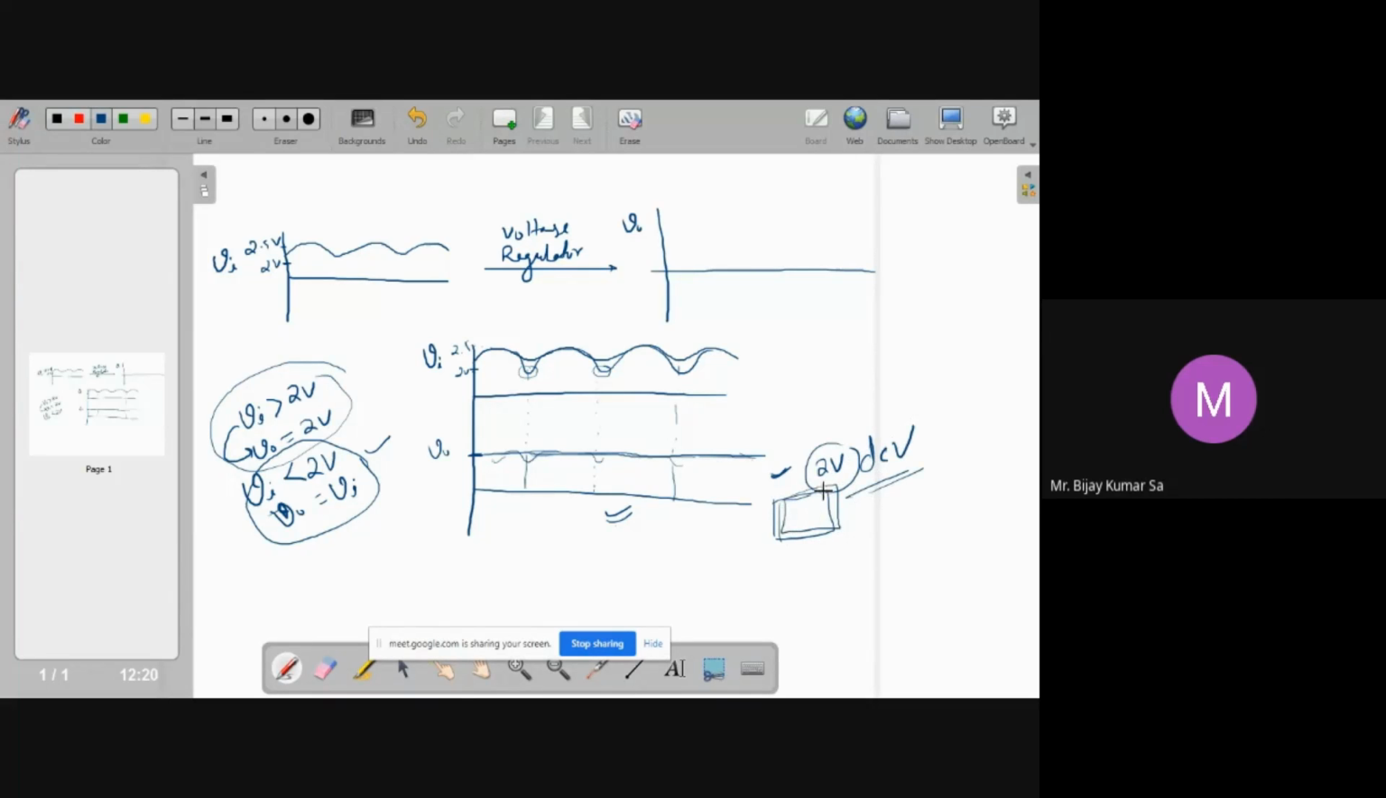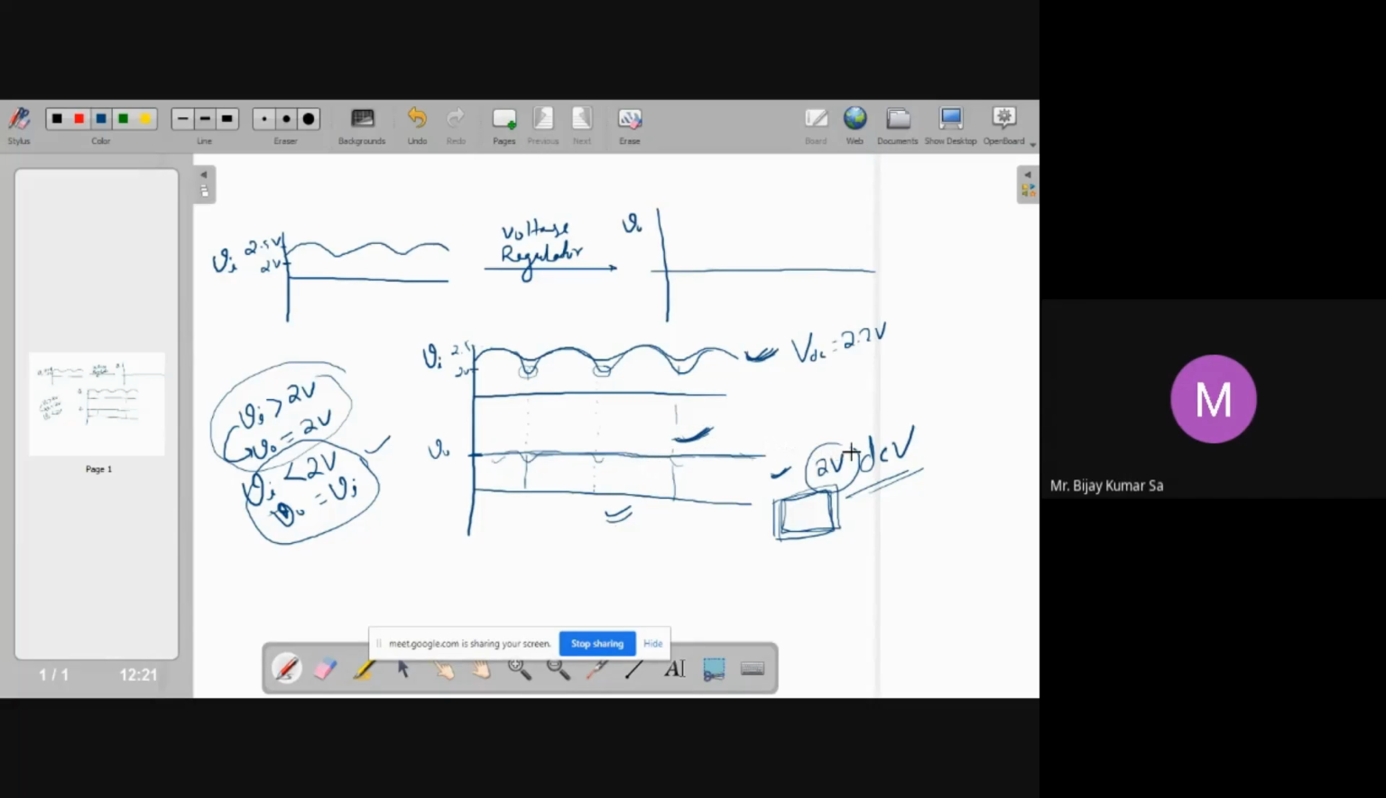Suppose your appliance is designed to work at 2 volt DC voltage, then rather than giving this kind of signal, this signal may have had a VDC of 2 volt or maybe 2.2 volt. Still, if you have some kind of signal which is more constant, it remains constant for a longer interval of time, then it is a better form of DC. It is having lesser ripples. Lesser ripples is a better form of DC.